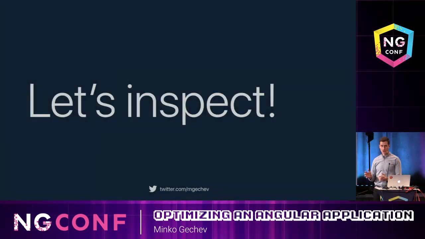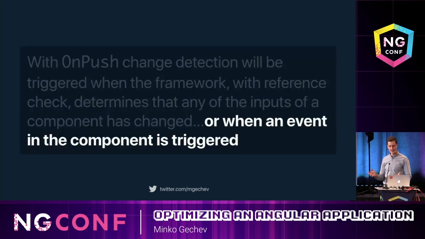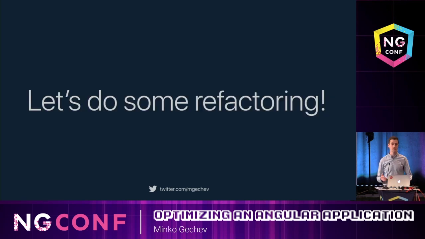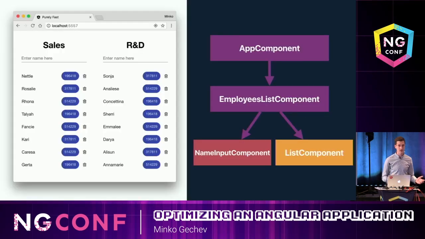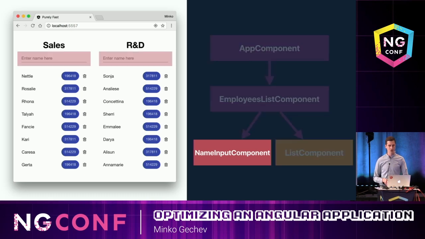Well, I was very interested in what is going on, so I took a look at the integration tests of Angular core, and I found out that Angular is also going to invoke change detection of a component with the OnPush change detection strategy when an event inside of this component gets triggered. So this wasn't something too obvious, and I had to do some refactoring in order to fix it. So here is the refactoring that we're going to do now. We're going to decompose our employee list component into the name input component and the list component. Our name input component is going to encapsulate all the events which are happening while we're typing something, like the name of the new employee.